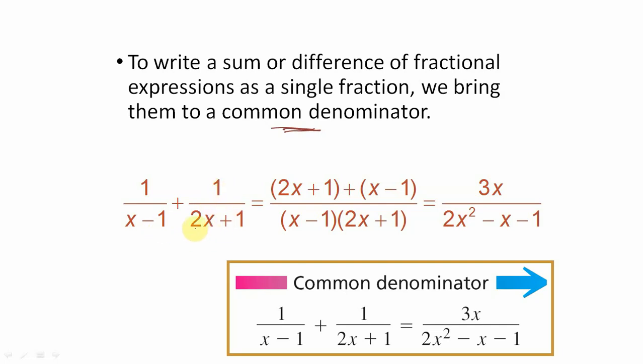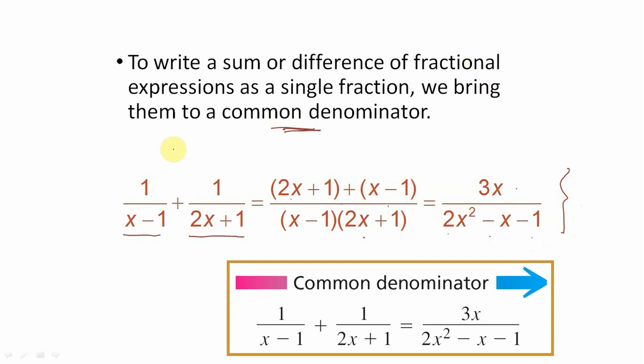If I want to add them, the first task is to find the multiple of these two. The denominator will now have x minus 1 and 2x plus 1, and the numerator will be 2x plus 1 plus x minus 1. So I'll be left with the expression 3x upon 2x square minus x minus 1. What I've done here is write the sum. I could have also gone for the difference.